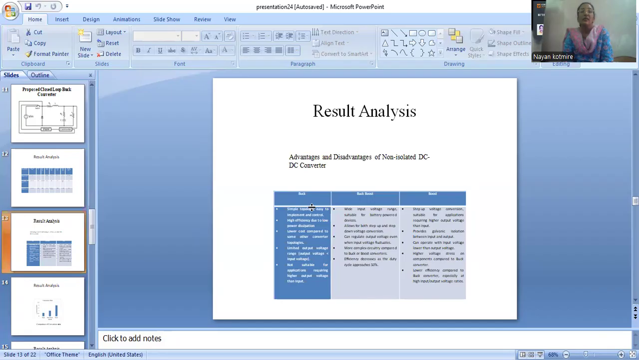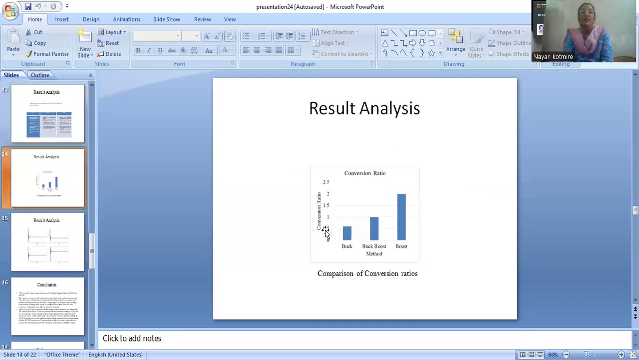These are the advantages and disadvantages of non-isolated DC converters. The buck converter has a simple topology, and it is used to step down the voltage. The output voltage cannot be increased by the buck converter. The buck boost converter is used to step up or step down the voltage, and its disadvantage is that it has a complex circuit design. The boost converter also has a complex circuit design, and it is used to step up the voltage.